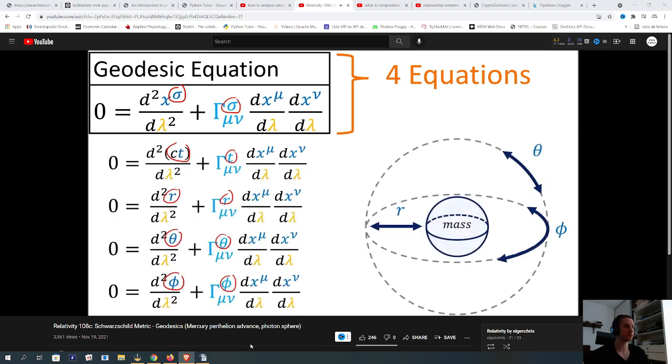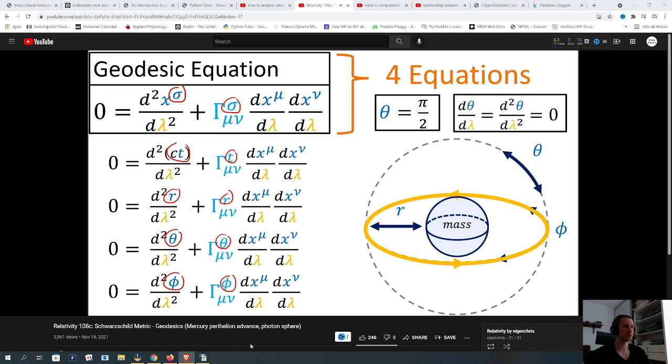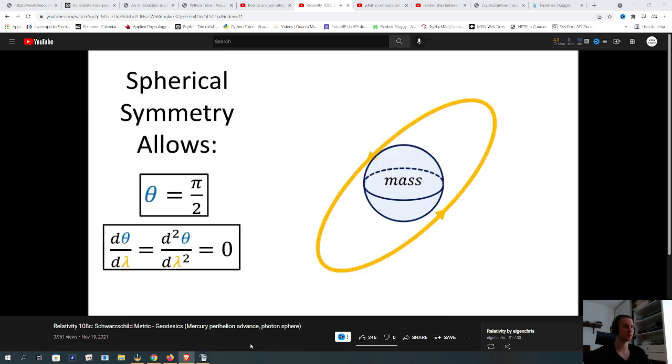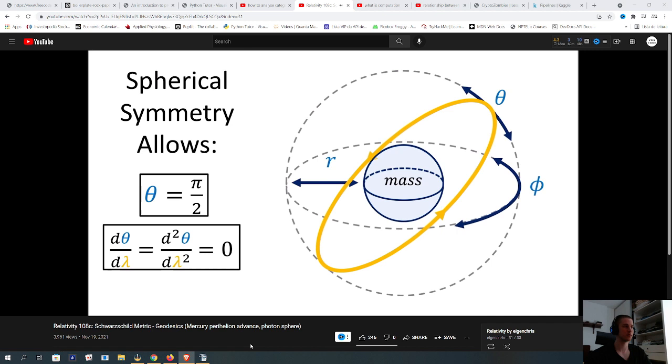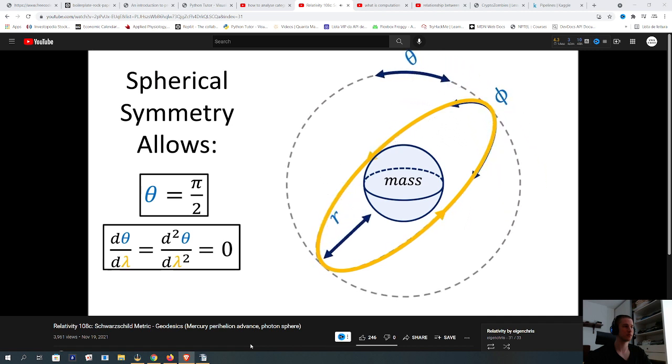To make our lives easier, we're going to assume our geodesics have a constant theta value of theta equals pi over 2, meaning the orbit is in the plane of the equator in our coordinate system, and all theta derivatives go to 0. We're allowed to make this assumption because our central mass is spherically symmetric, and we can always rotate our coordinate system so the orbit is in the plane of theta equals pi over 2.